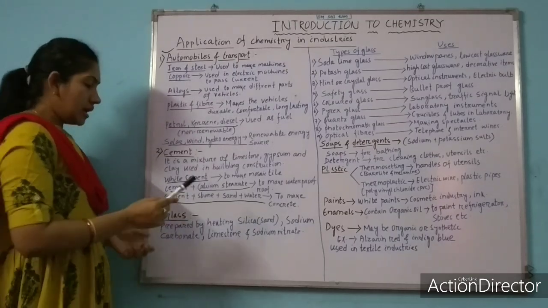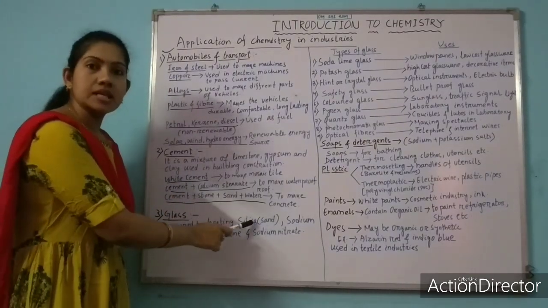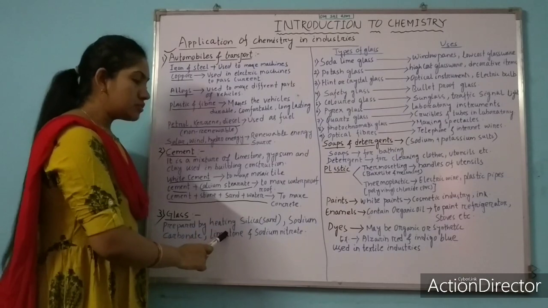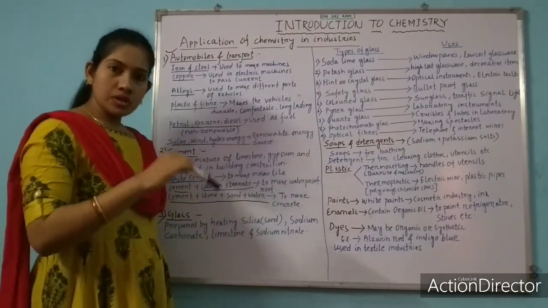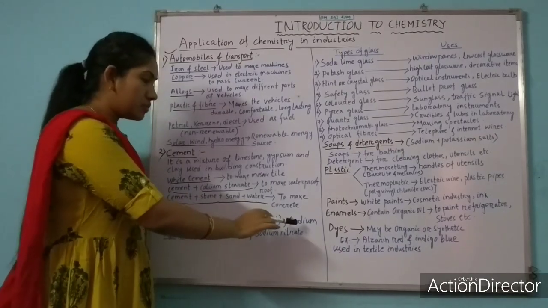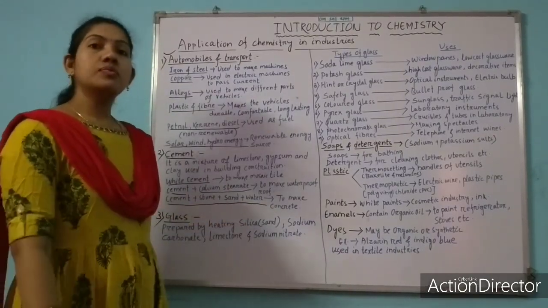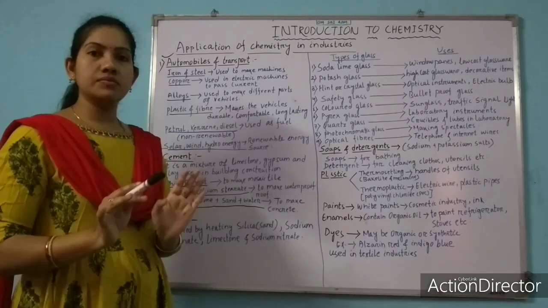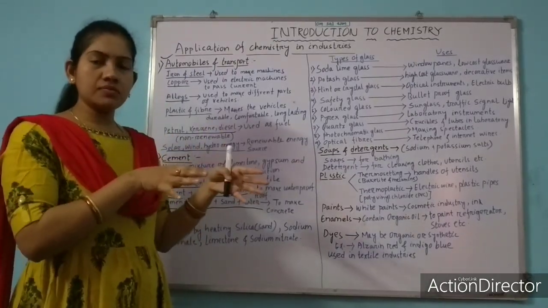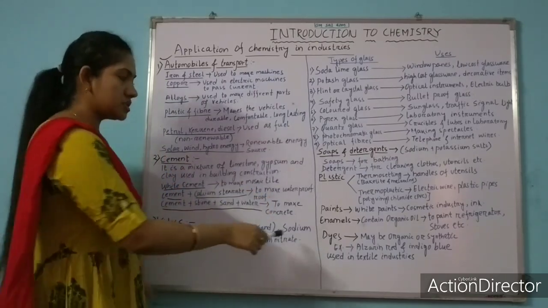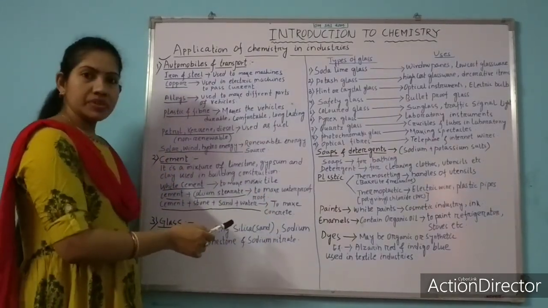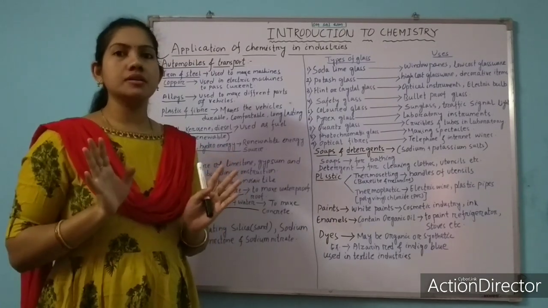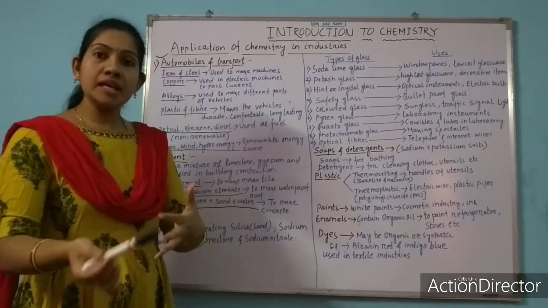So here I have written how it is prepared. It is prepared by heating silica. Silica is a kind of sand. It is prepared by heating silica, sodium carbonate, limestone and sodium nitrate. So the combination of silica, limestone, sodium carbonate and sodium nitrate forms glass. These formulas, don't worry, after the completion of the second chapter I will give you. Now there is no need to go for the chemical formulas. If possible, just remember the names. Sodium carbonate, Na2CO3, sodium nitrate. The chemical formulas I will give you later. So these are the combinations to make glasses.